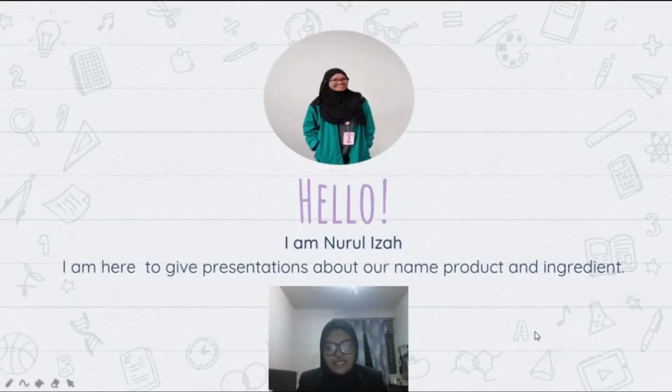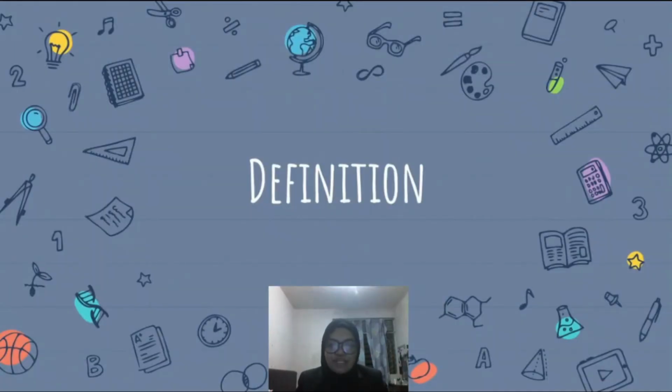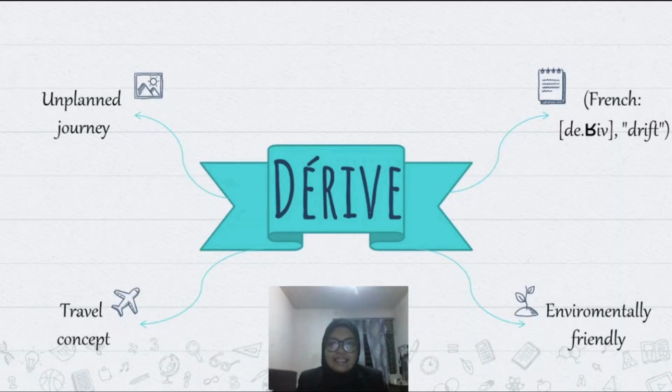Assalamualaikum, my name is Teresa. Today I'm going to present about our product name and the ingredients used to manufacture the product. First, we have the definition of our product name. The name for our product that we chose is Drift. Drift means an unplanned journey through a landscape such as nature to gain a whole new experience. Actually, drift originates from French and we pronounce it as drift instead of derive.